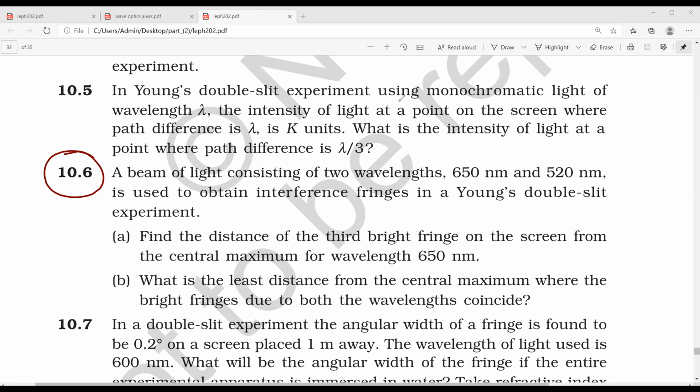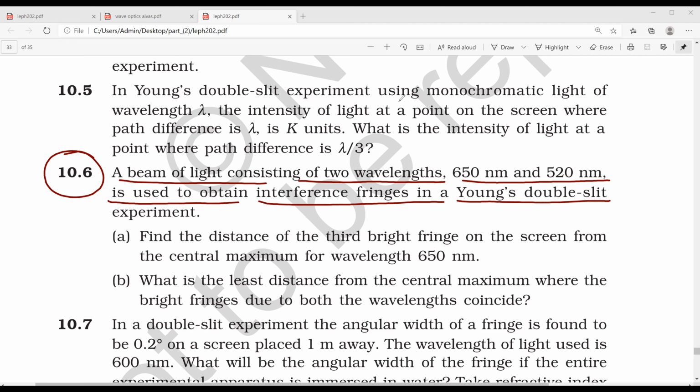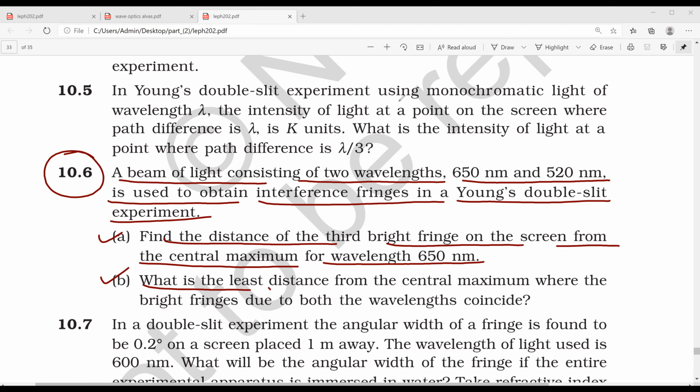What do they ask in 10.6? A beam of light consisting of two wavelengths, 650 nanometer and 520 nanometer, is used to obtain interference fringes in Young's double slit experiment. Two questions they asked. A: find the distance of the third bright fringe on the screen from the central maximum for the wavelength 650 nanometer. And B: what is the least distance from the central maximum where bright fringes due to both the wavelengths coincide? Let us see how to solve this one.